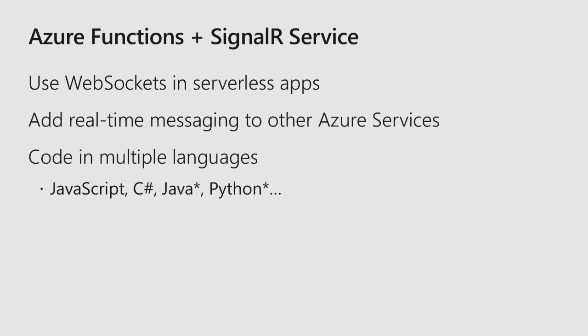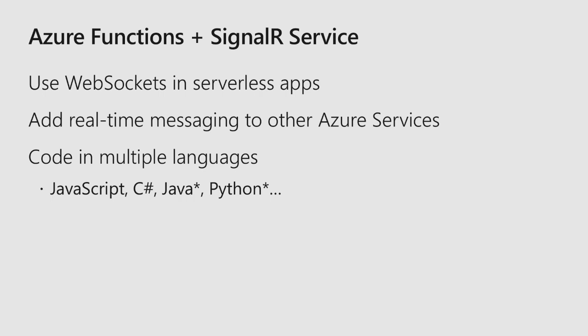So why would you want to use SignalR Service with Azure Functions? This is actually a pretty common ask. A lot of people are building fully serverless applications, but then they have a need to send real-time messages. This requires a persistent connection, so they end up standing up a web app or something else. Now that SignalR Service works with Azure Functions, you don't have to worry about that. You can use them together, and you get a fully serverless solution.